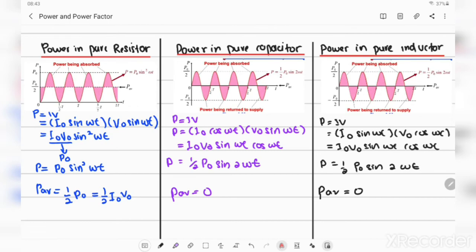In a pure resistor, the voltage and the current are in phase. Then we can get that the instantaneous power is given by P equals IV. What is actually the instantaneous power? Instantaneous power means the power at a certain moment or time, or we can say the power used at that time or at that moment.